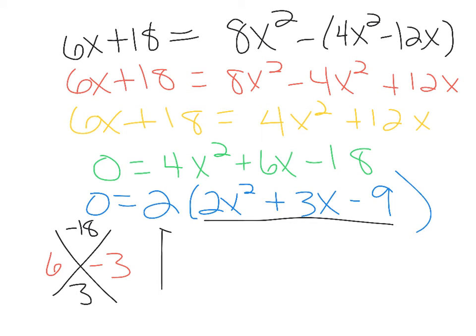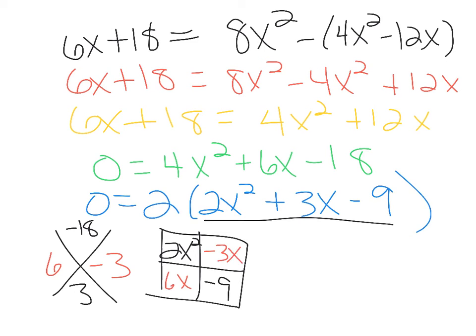Now I would make my area model, and in the top left corner, put my ax squared term, 2x squared, and in the bottom right corner, put my negative 9. And my other two boxes are going to be filled in with the 6x and negative 3x that I found in my diamond. Now if I start looking at my greatest common factors of each vertical and horizontal pair, the greatest common factor of 2x squared and 6x is 2x, and the greatest common factor of negative 3x and negative 9 is negative 3.